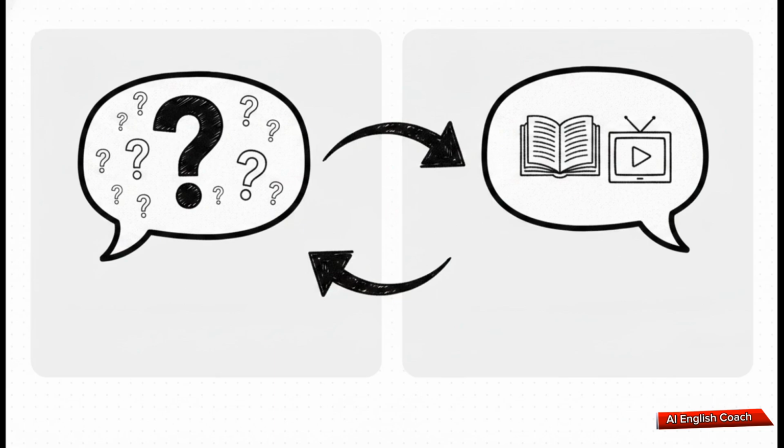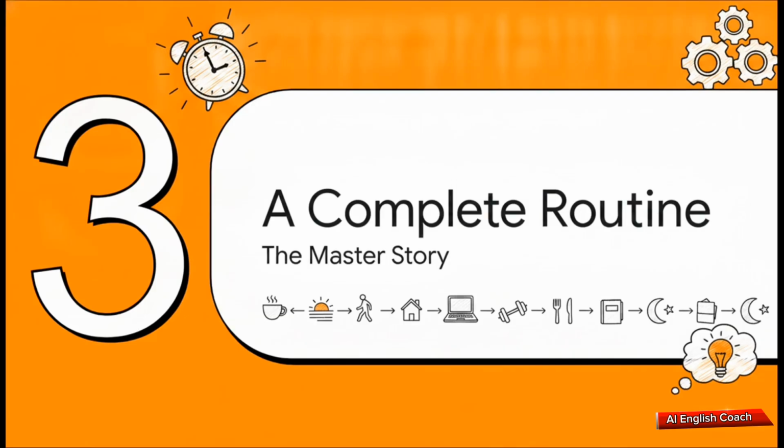Do you see how incredibly simple that is? You absolutely do not need complex, confusing grammar to have a really meaningful exchange. By mutually understanding and just using that simple "I often" structure, two people can instantly connect over shared hobbies. Section 3: A Complete Routine, the Master Story.